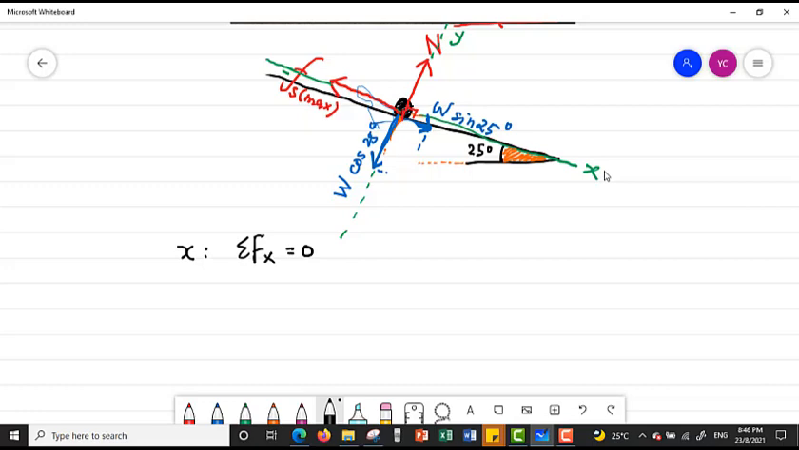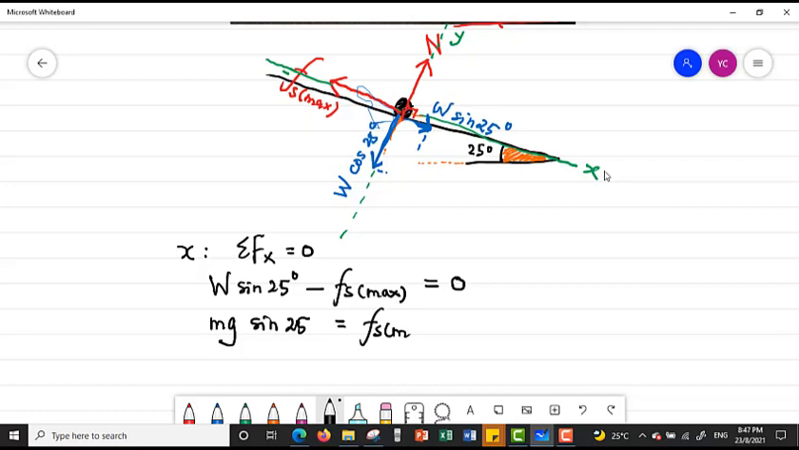So we have this one, W sine 25. Okay, but friction is opposite to the W sine 25. So minus Fs maximum equal to 0. Okay, so how we find weight? Weight is equal to mg. Mg sine 25 equal to Fs maximum. So we can find the value of maximum static friction.